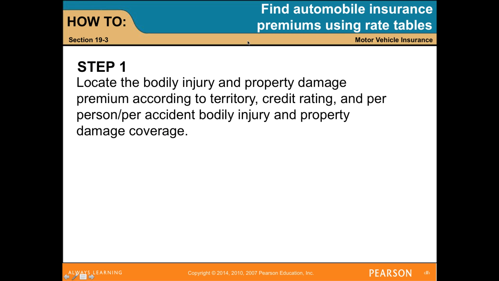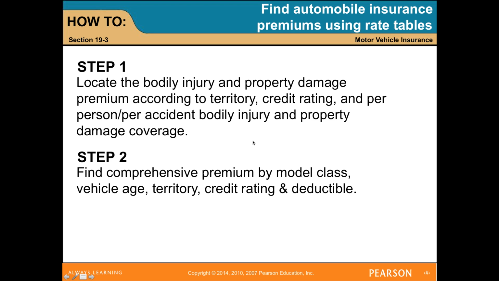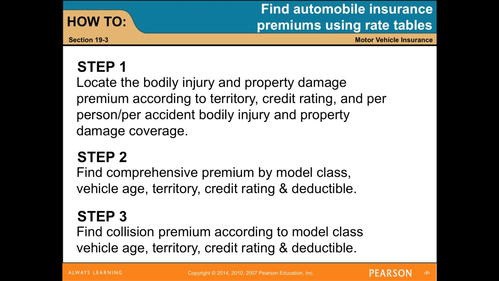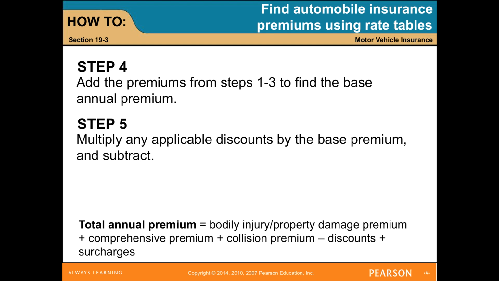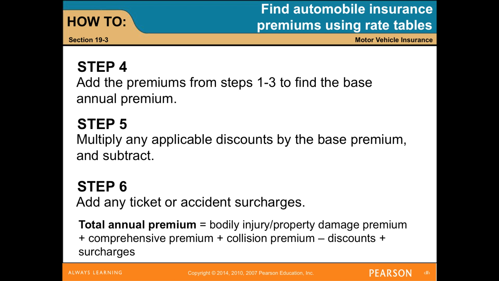Find automobile insurance premiums using rate tables. Step 1, locate the bodily injury and property damage premium according to territory, credit rating, and per person per accident. Bodily injury and property damage coverage. Second step is to find comprehensive premium by model, class, vehicle age, territory, credit rating, and deductible. And the third step is to find collision premium according to model, class, vehicle age, territory, credit rating, and deductible. Fourth step, add the premiums from steps 1 to 3 to find the base annual premium. The fifth step, multiply any acceptable discounts by base premium and subtract. And the sixth step, add any ticket or accident surcharges.